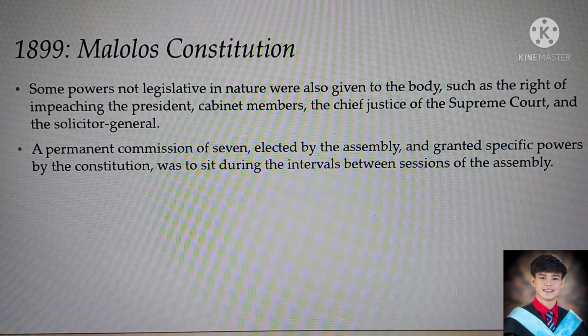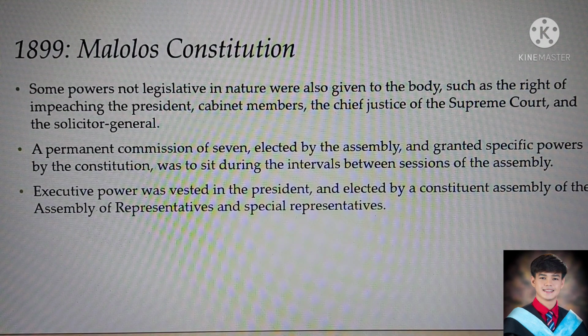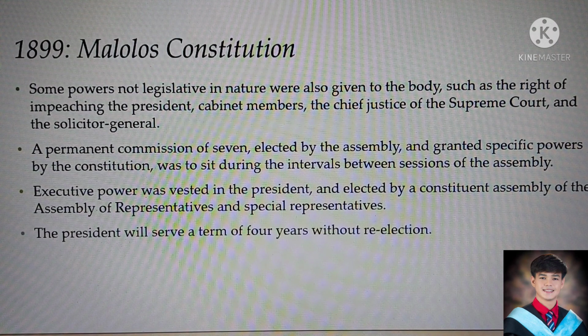A permanent commission of 7 elected by the Assembly and granted specific powers by the Constitution was to sit during the intervals between sessions of the Assembly. Executive power was vested in the President, elected by the Constituent Assembly of the Assembly of Representatives and Special Representatives. The President will serve a term of 4 years without re-election.